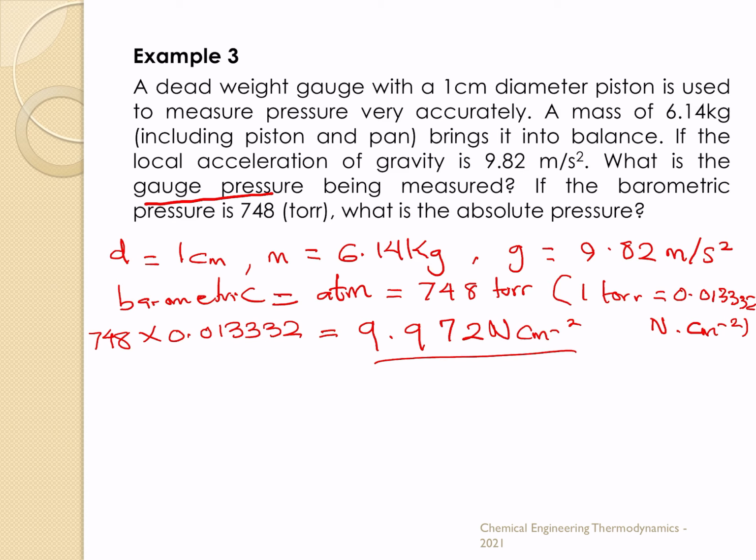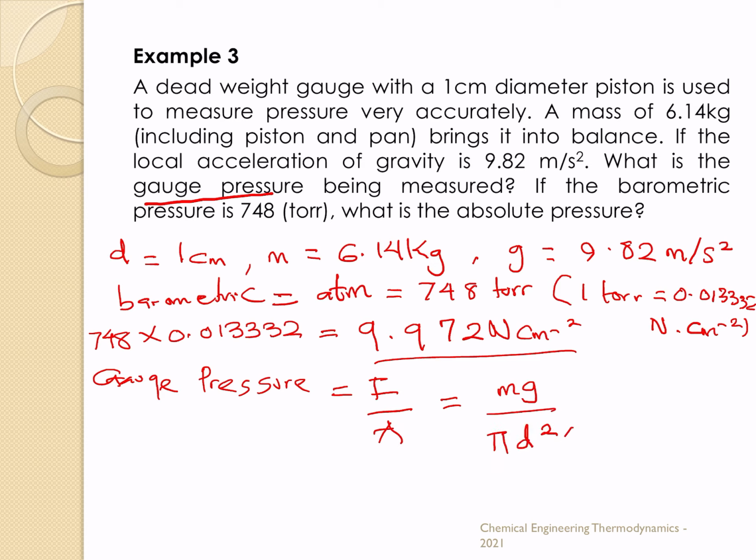Let's calculate the gauge pressure first. We know that pressure is F over A. Do we have F? No. Do we have A? No. We'll derive those now. How do we get F? We know F is mg. And also the area of the piston. Take note, the area of the piston is pi d squared over 4.